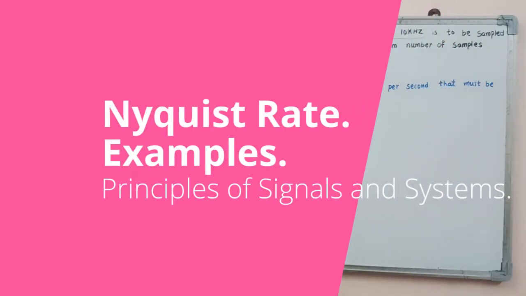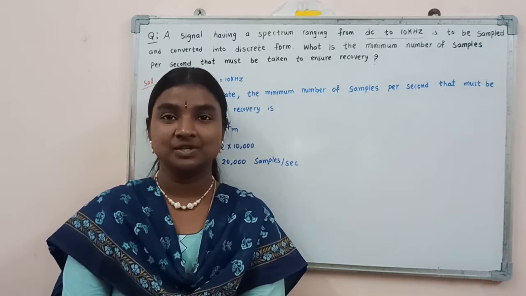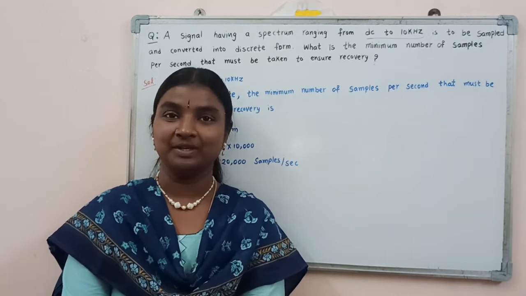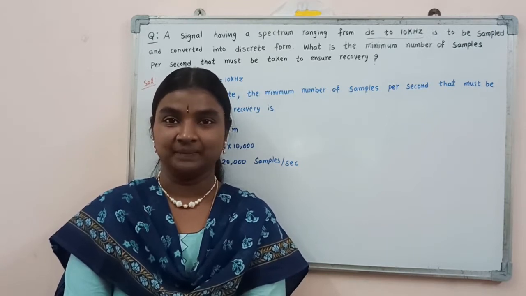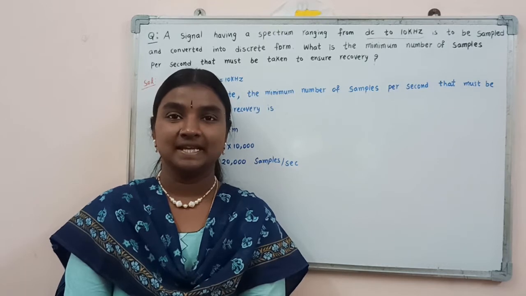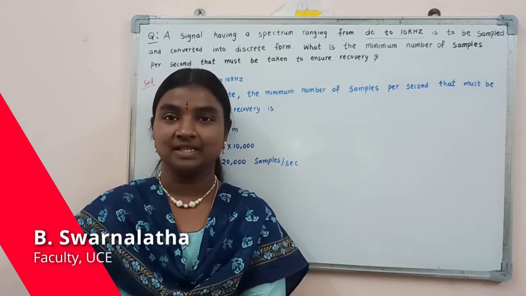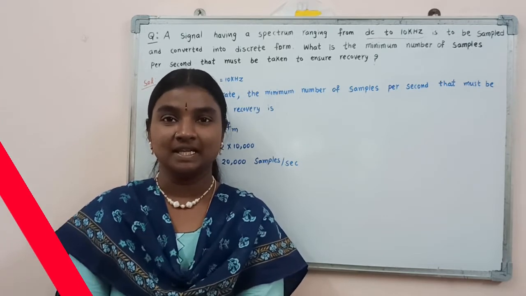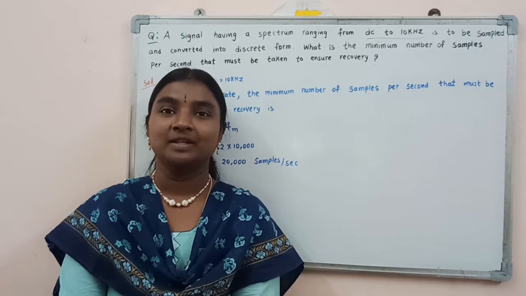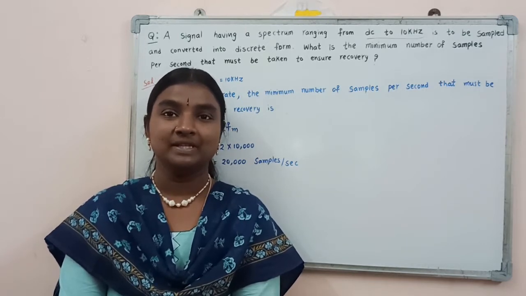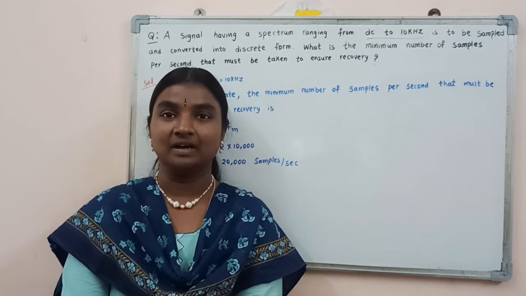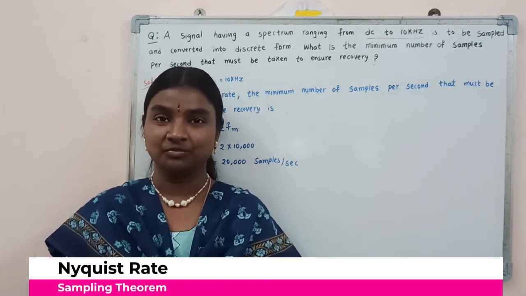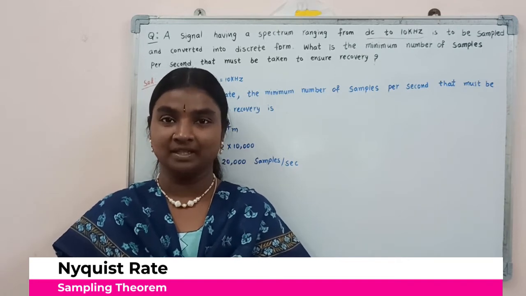In this video, I am going to simplify two questions based on Nyquist rate. In the last video itself, I already explained about sampling theorem and Nyquist rate. Here, the Nyquist rate states that when the sampled signal is obtained from the sampling process, the original signal can be reconstructed based on the formula: the sampling frequency Fs must be equal to twice the maximum frequency Fm. Now by using that formula, we are going to simplify the two questions.